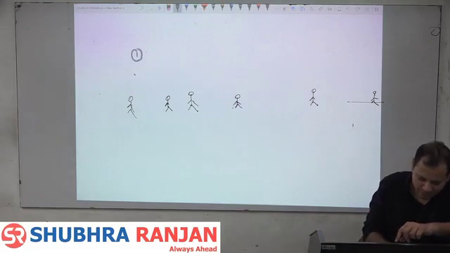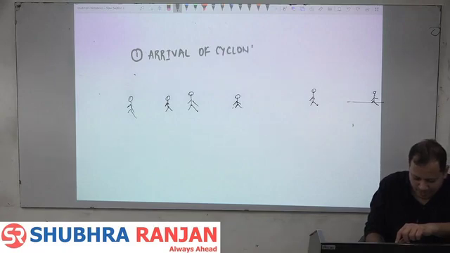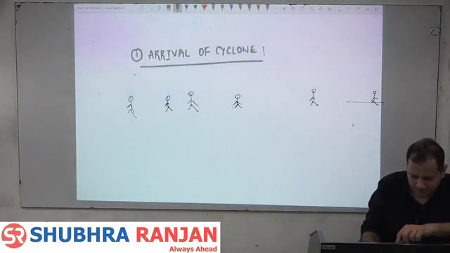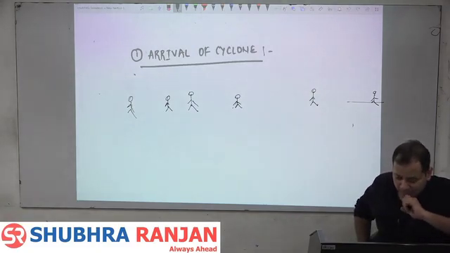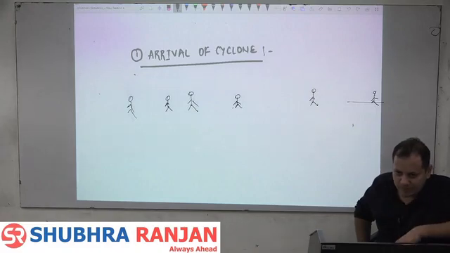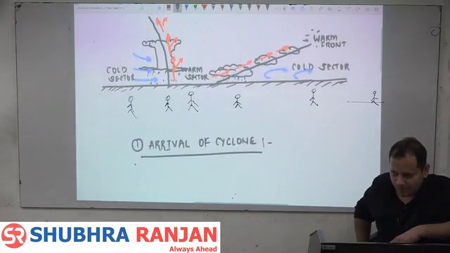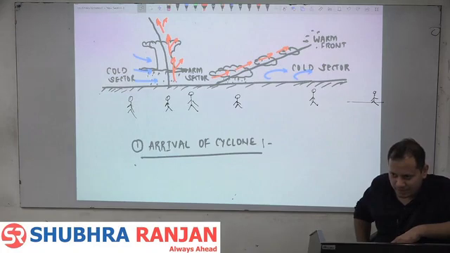First point, arrival of cyclone. Wind velocity decreases. Why does wind velocity decrease? Cold sector is coming and cold air is denser and therefore there is more friction. Understanding?